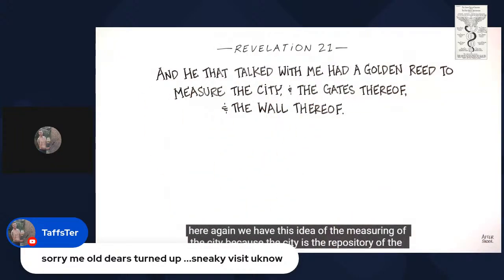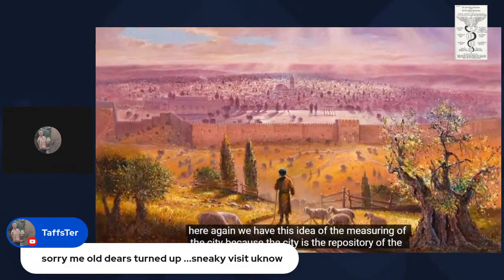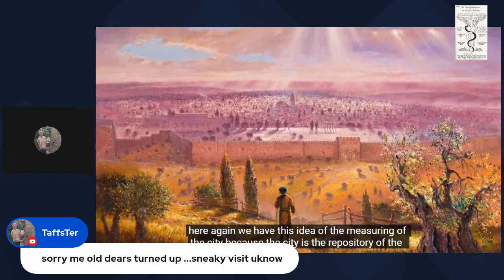So here again, we have this idea of the measuring of the city, because the city is the repository of the cosmic doctrine.